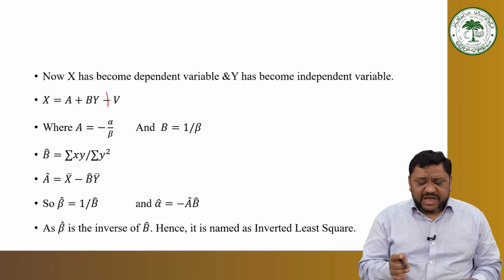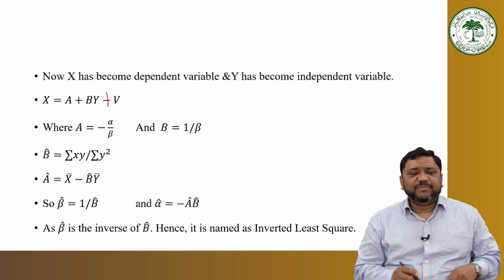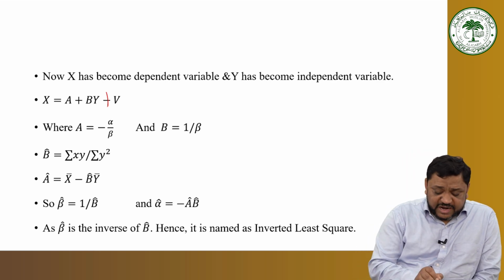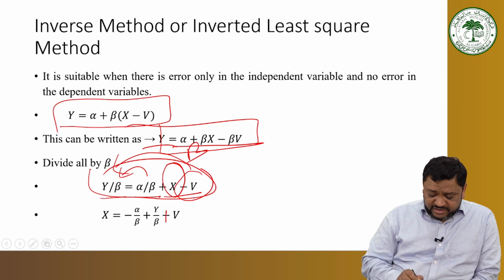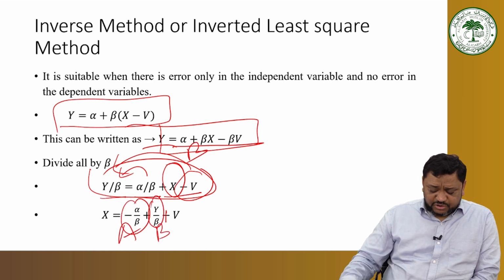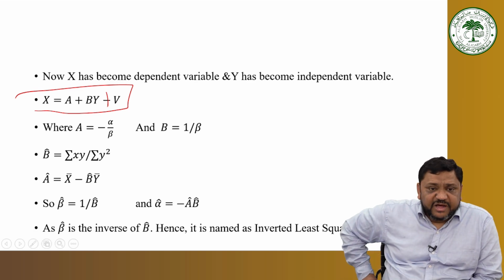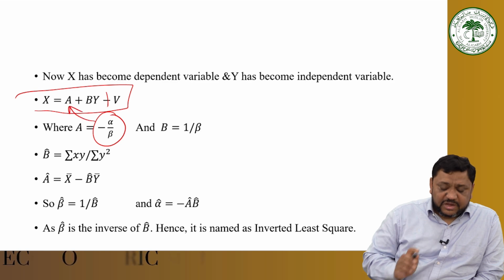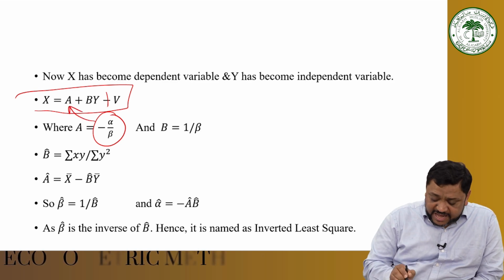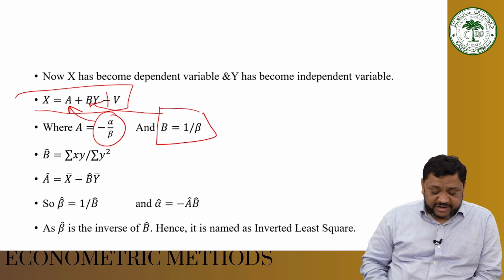Again, now what has happened is that x has become the dependent variable and y has become the independent variable. So, we can write x is equal to a plus by plus v, where a is nothing but your minus alpha by beta, and b is nothing but 1 by beta.